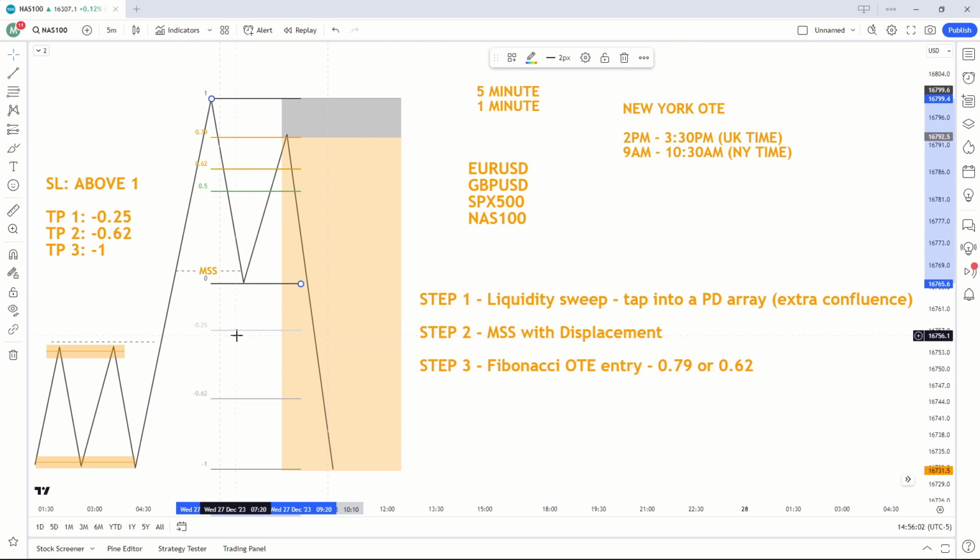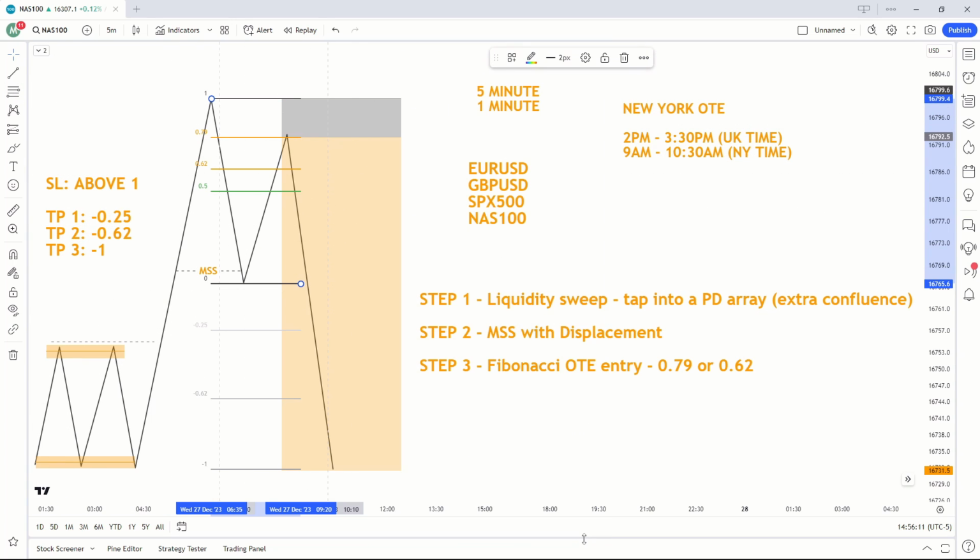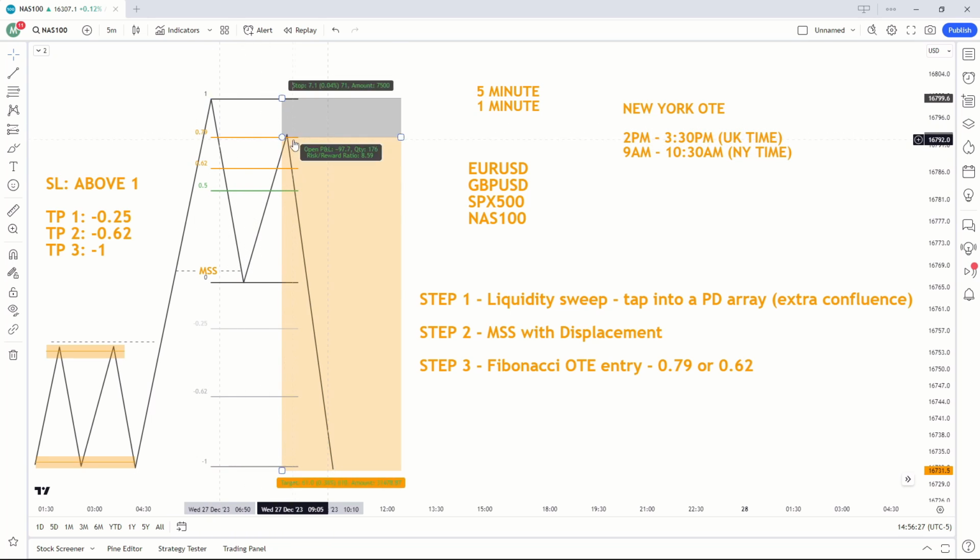Now, you guys want to go ahead and copy my settings for the fib tool. Get your fib tool and just copy my settings right here. Click OK. And let me just delete this. You want to draw your Fibonacci from the high all the way to the low. Now, you're going to wait for market to return back to either the 0.62 or 0.79. 0.79 is more preferred by ICT.